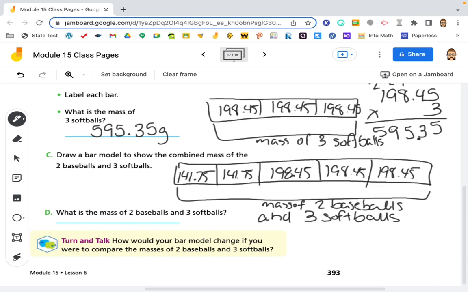So then we have to add our two numbers together. So we're going to have 595 and 35 plus 283 and 5/10. I'm going to add a zero then to make it a little easier. So 5 plus 0 is 5. 3 plus 5 is 8. The decimal point, 5 plus 3 is 8. 9 plus 8 is 17. 5 plus 1 is 6 plus 2 is 8. So we get 878 and 85 hundredths gram.